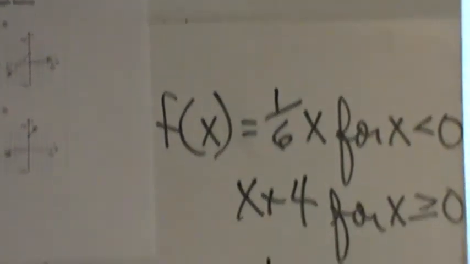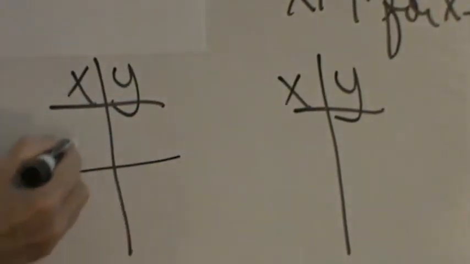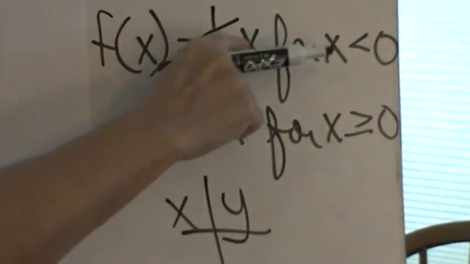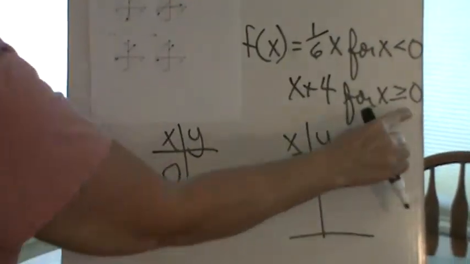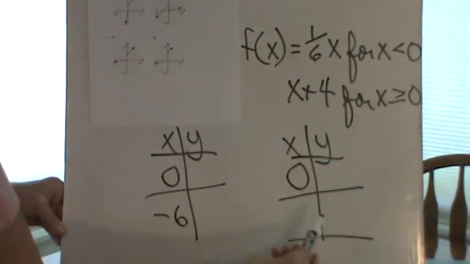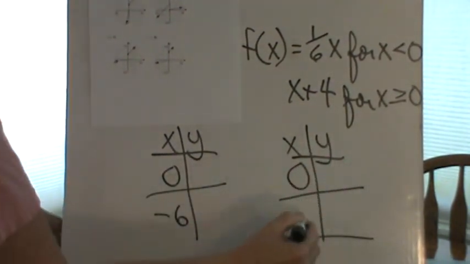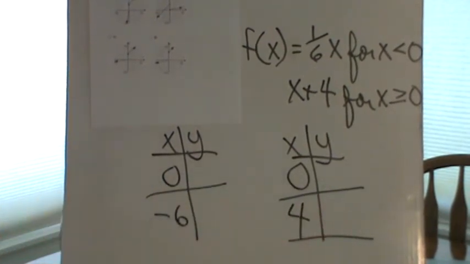All right, right now I think I need 2 tables. Last time I didn't need 2. This one's going to start with 0. I'm going to use -6 again because it's really the same problem, less than 0, and it's got a 1/6. This one I'm going to use 0 because that's the indication here. And it says go greater than, so I'll just use 4. Just choose something bigger than 0.